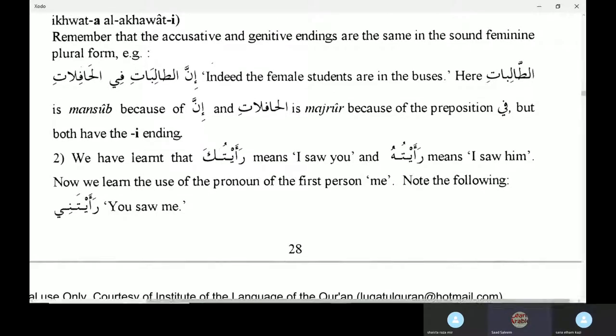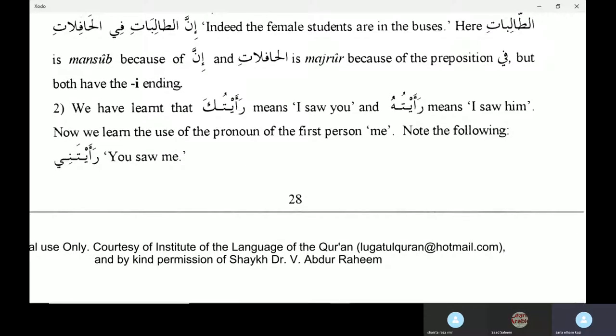Next. We have learned that ra'aytuka means I saw you, and ra'aytuhu means I saw him. Now we learn the use of the pronoun of the first person, me. Okay. Note the following. Ra'aytani. You saw me.